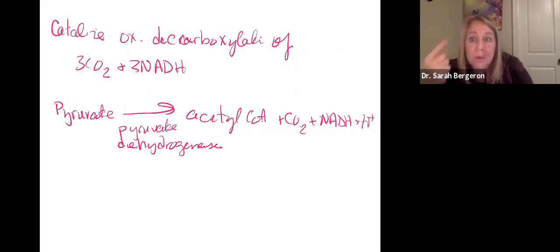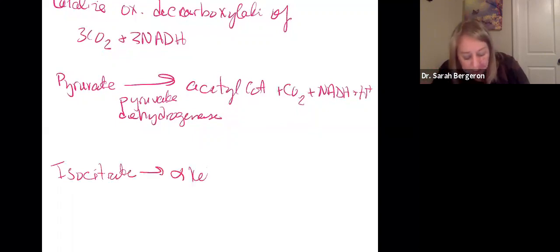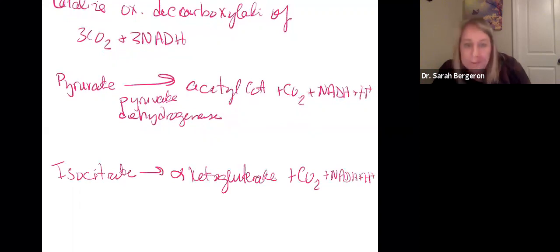Now, when we go directly into the citrate cycle, we have 2 more oxidative decarboxylation reactions. We have one when we convert isocitrate to alpha-ketoglutarate. We're going to make CO2, we're going to make NADH, and we're going to make H+, right? So that's isocitrate, and you think about these names, they actually make sense. Isocitrate dehydrogenase.